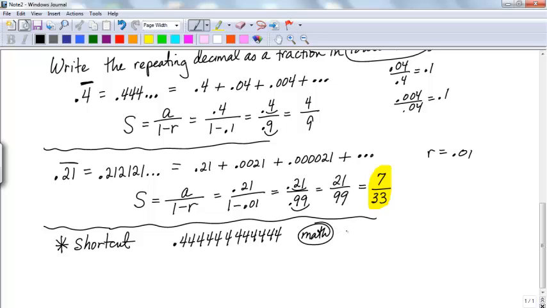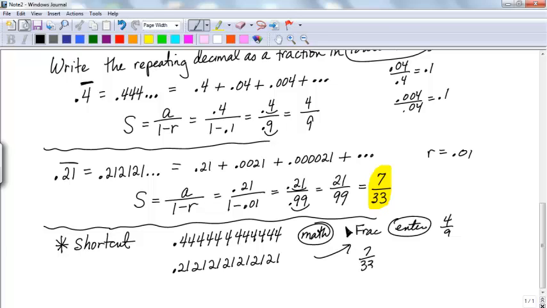Then you use the math key, and then you want to go 2. It's going to show a little arrow, 2 fractions, and then you have to press enter. And then it should end up with 4/9. And if you do the same thing, do 0.21, 21, 21, go all the way across the screen on your calculator, and then do the math key, 2 fractions, and you should end up with 7/33. And that's the shortcut.